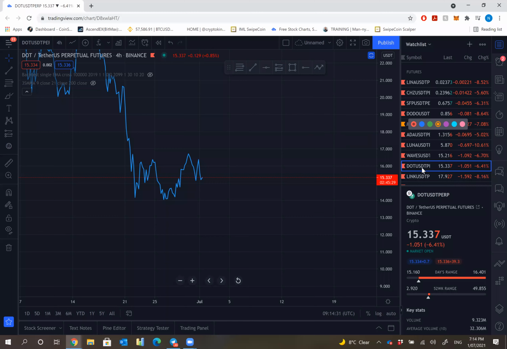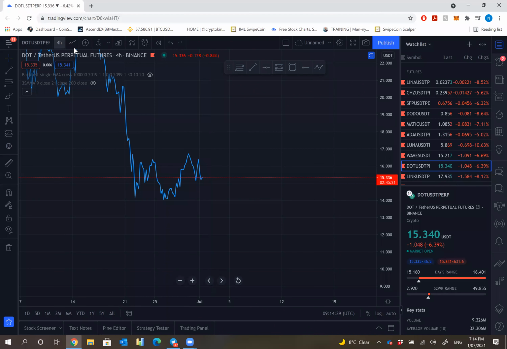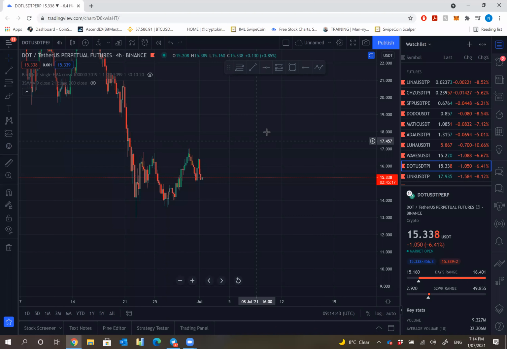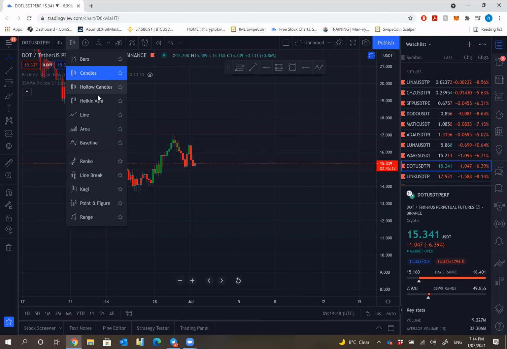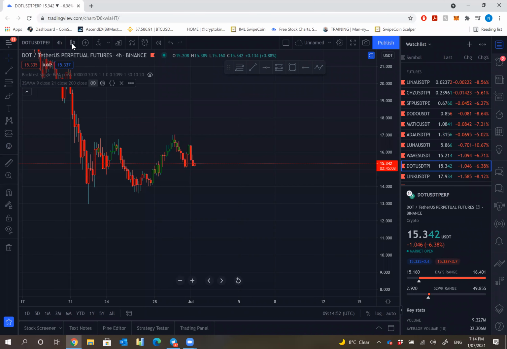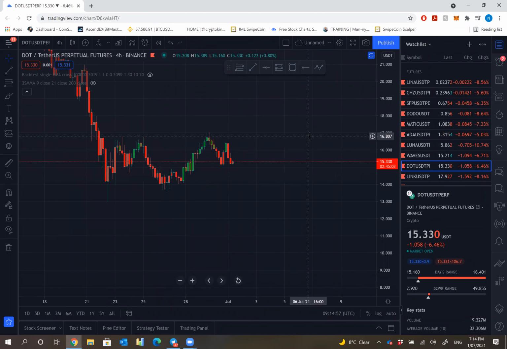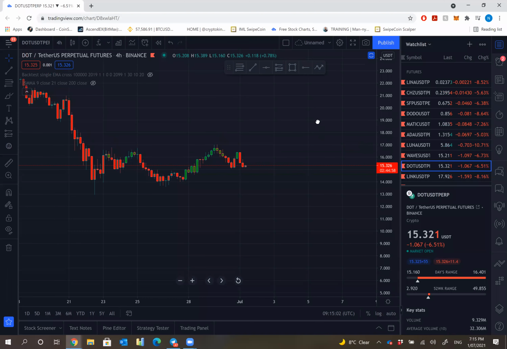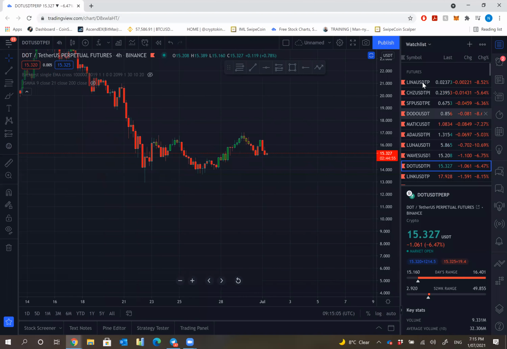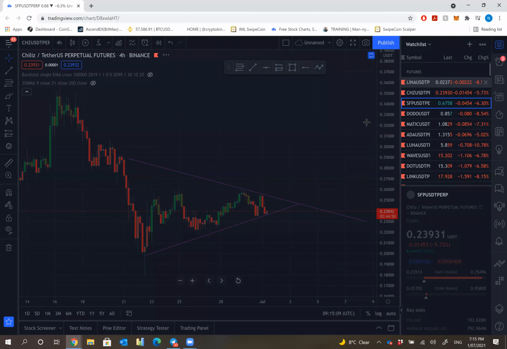Now, after I've gone through every coin, I then go back to the ones that I've tagged and I chart them up. So I change it back to candles. Something like that. There you go. So then I go back to candles, okay? And then what I do is I chart.